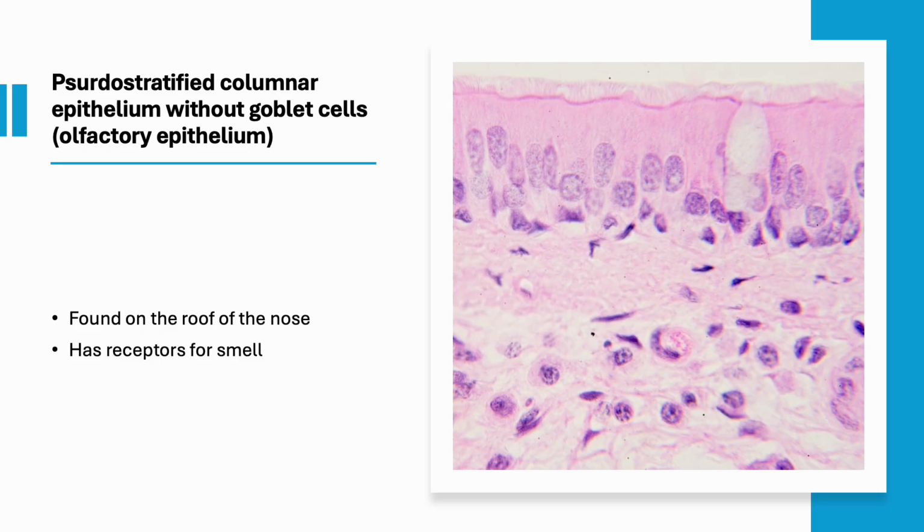Pseudostratified columnar epithelium without goblet cells. You can see it looks like a columnar cell with more than one layer, but no, all of them are attached to the same basement membrane. Found on the roof of the nose and has receptors for smell. Also called olfactory epithelium.